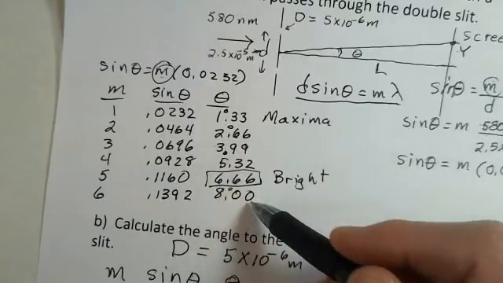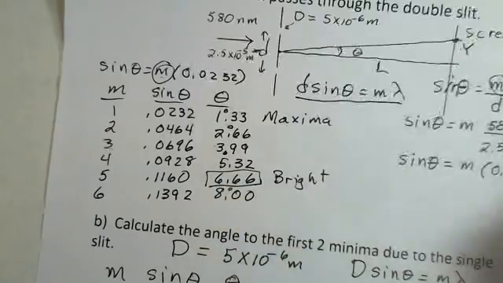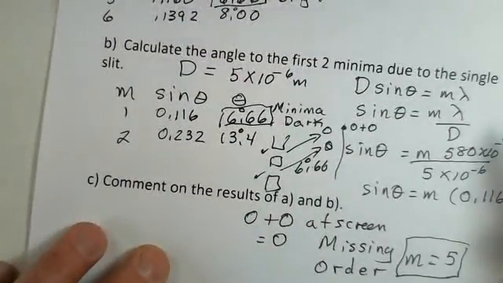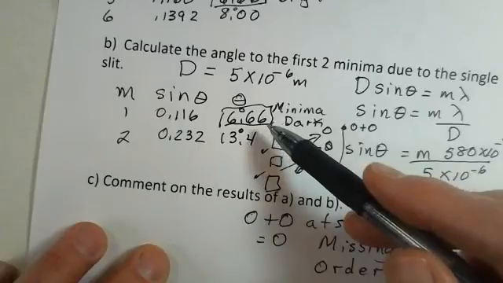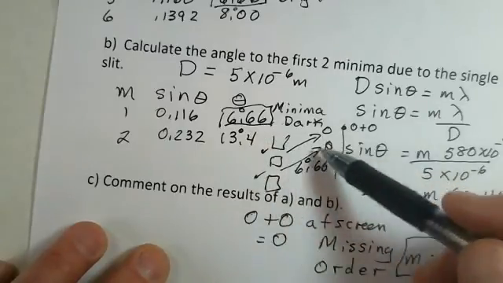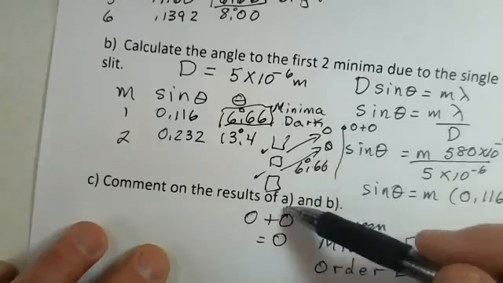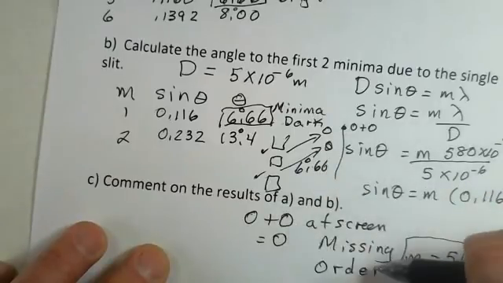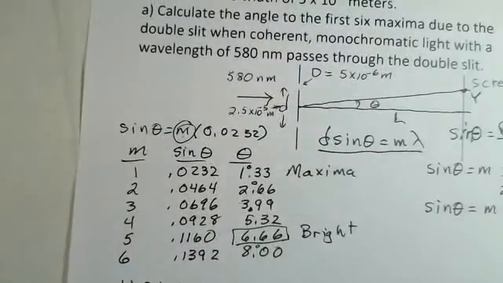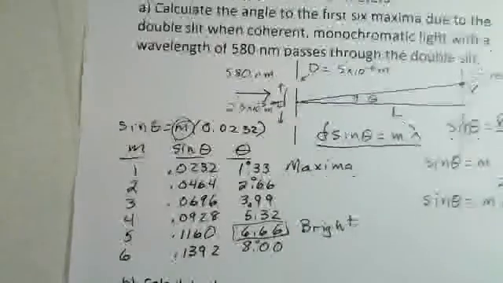We'll see m equals 6. But at m equals 5, that angle where the double slit equation predicts a maximum, the single slit equation predicts a minimum. The single slits dominate because they're actually sending out the energy at a certain angle. We get 0 plus 0 is 0. We don't see the m equals 5 order. It's called a missing order, and we'll have a missing order anytime the angle predicted from the single slit equation is equal to the angle of the double slit equation.